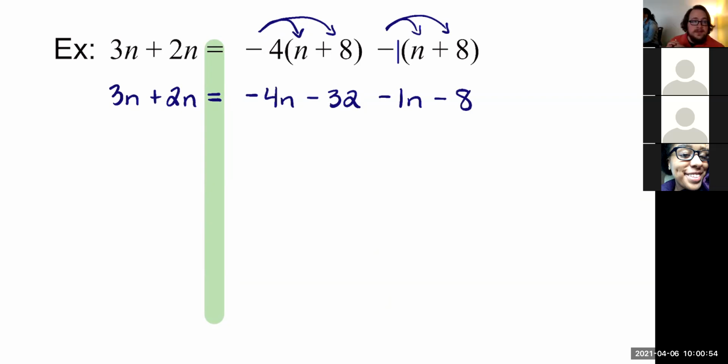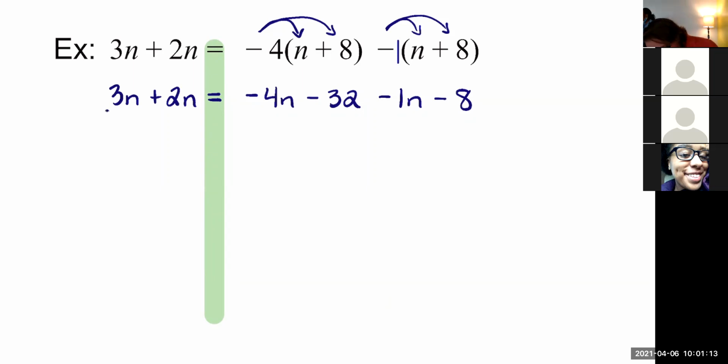Did we take care of all the parentheses? Yes. Absolutely. What comes next? Like terms. This one's a little bit different because I think there's multiple sets of like terms. Let's just start on one side. Let's start on the left. Any like terms on the left?